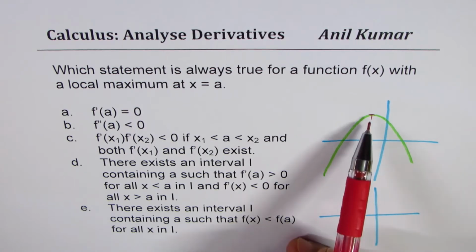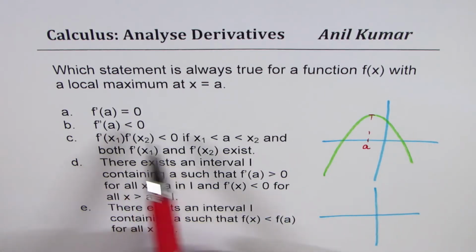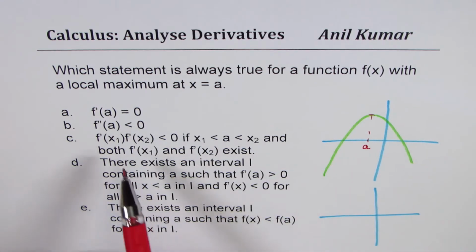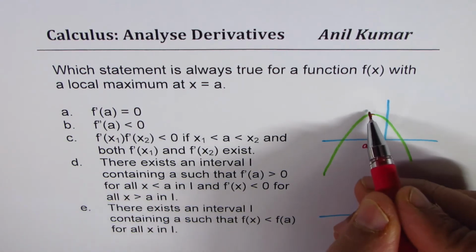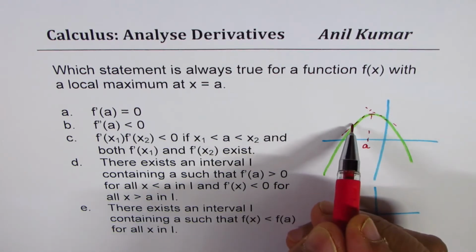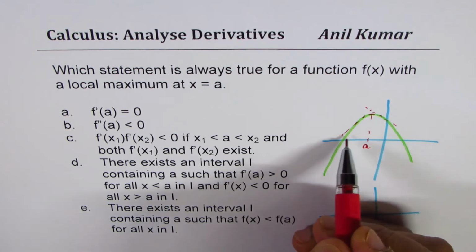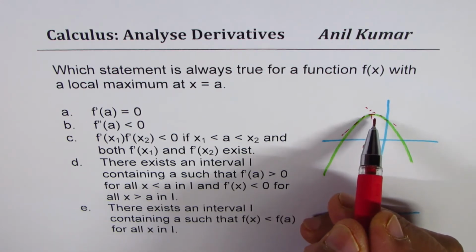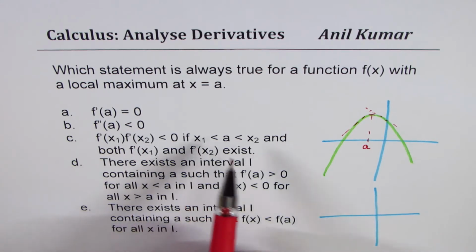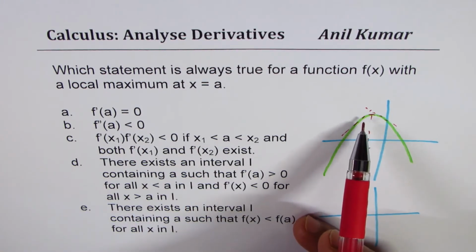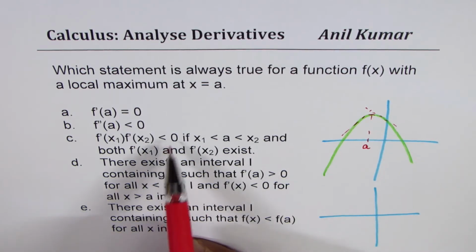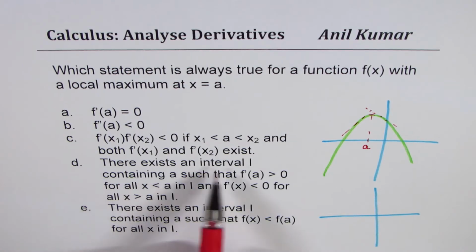First derivative is 0. Second derivative is concave down, and therefore it is less than 0. Product of derivative, that is, if I draw a tangent here and a tangent on the other side, one is positive, the other one is negative. It goes from positive to negative, and therefore we have a maximum. So the product of derivatives in the interval, before a and after a, is always less than 0. That's correct. There exists an interval I.